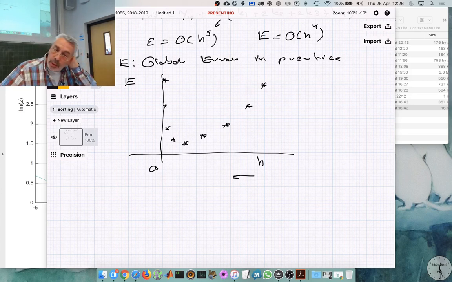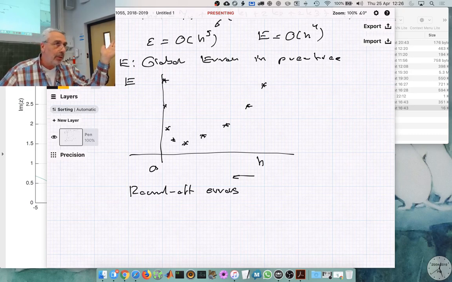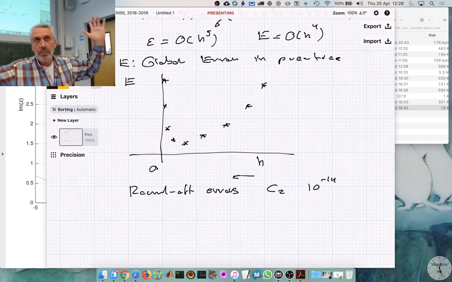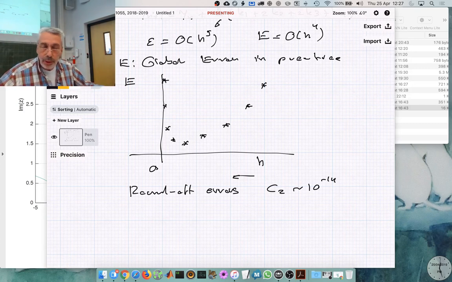Yeah, you have roundoff errors, and the roundoff errors are actually irrespective of any method. It's just your finite accuracy in the computer. So roundoff errors, which I call then C2, if we do double precision in MATLAB, are of the order 10 to the minus 14 or something like that, right? Some constant number, depending on the word length used.